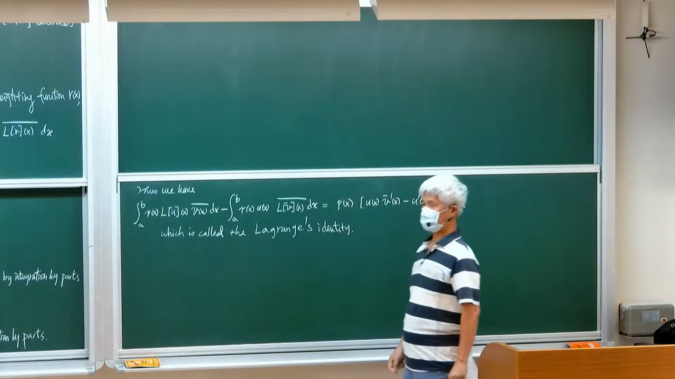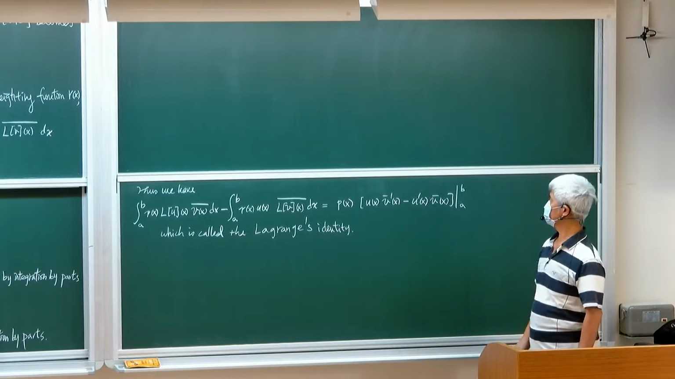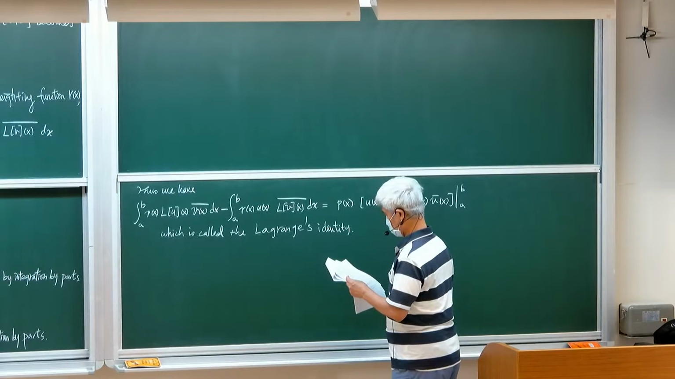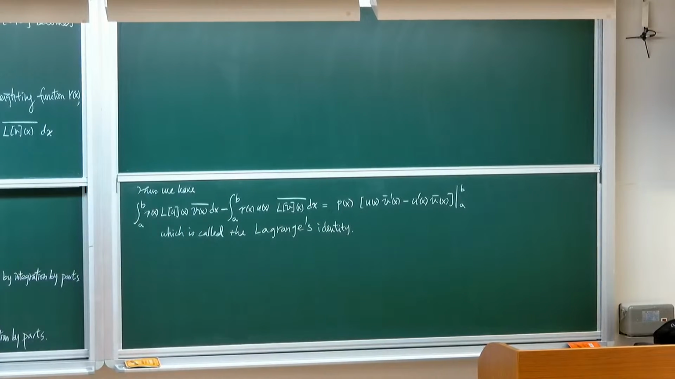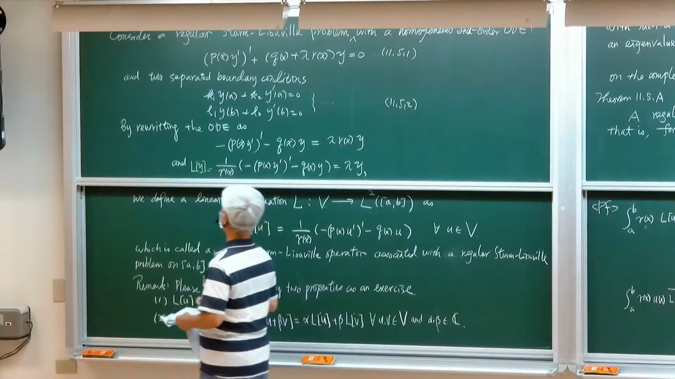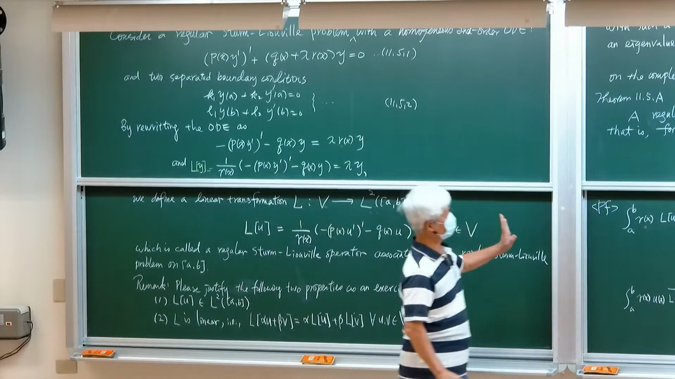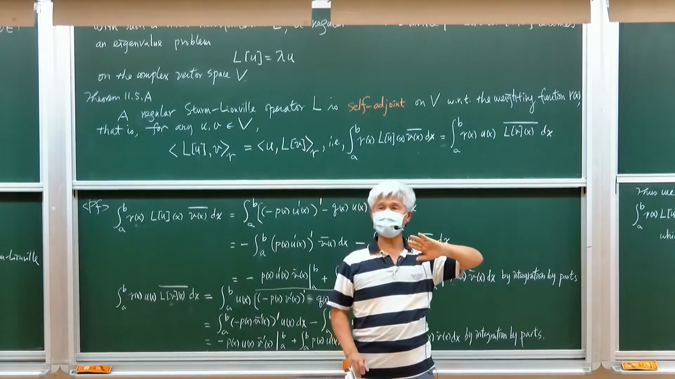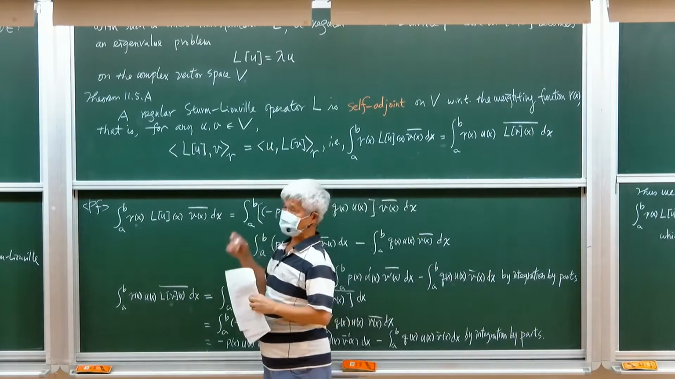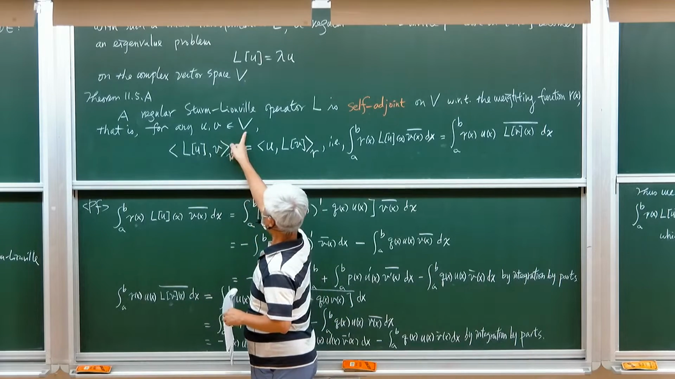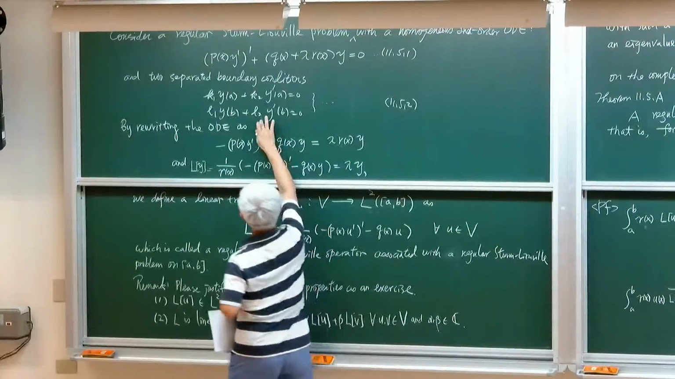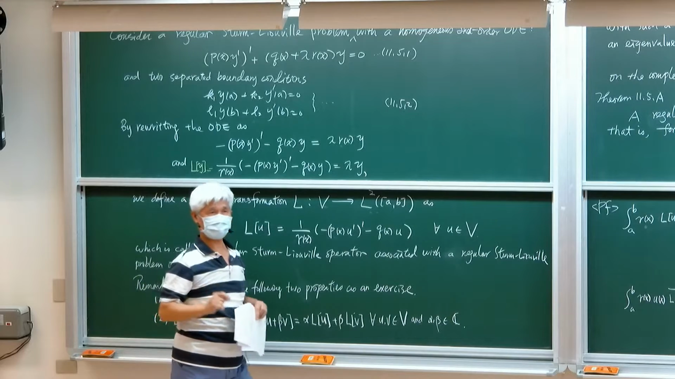Okay, it's called Lagrange identity. Now, remember, U and V are in capital V. Yeah, U and V are in capital V. And when we define this vector space, we say that any member, any function in capital V satisfies the two separated boundary conditions. Right? Remember that?